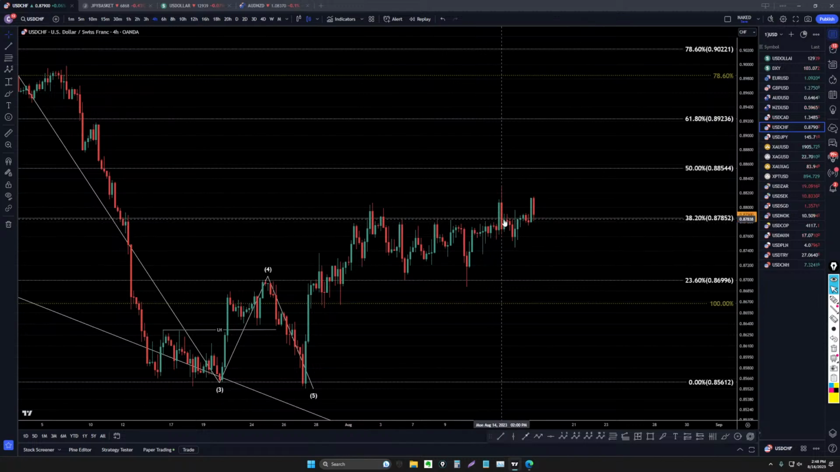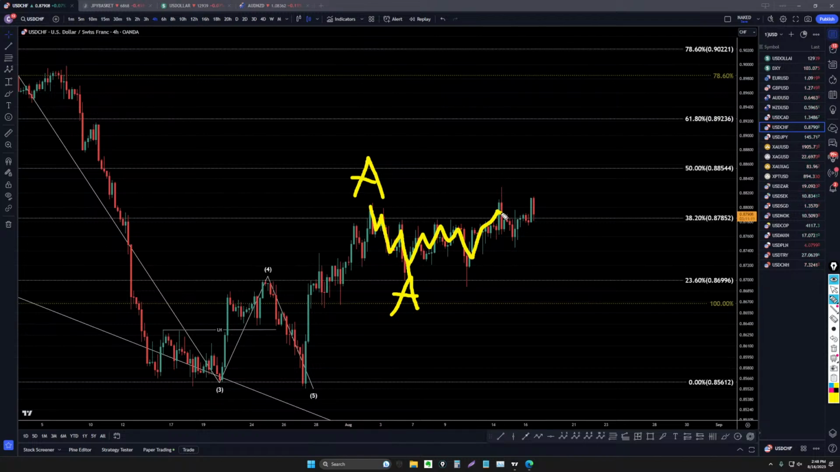Because look how corrective this move up is. I mean, it's so overlapping. And this move down right here is definitely a 5-wave trend. I think that's a wave A. I think this move up is a wave A. I think this very overlapping pattern right here is a wave B. I think it's going to go down and probably take out this low for a wave C. And this is an ABC of B, I bet.